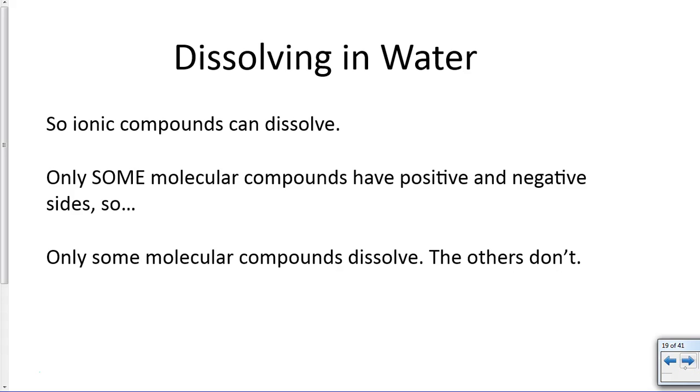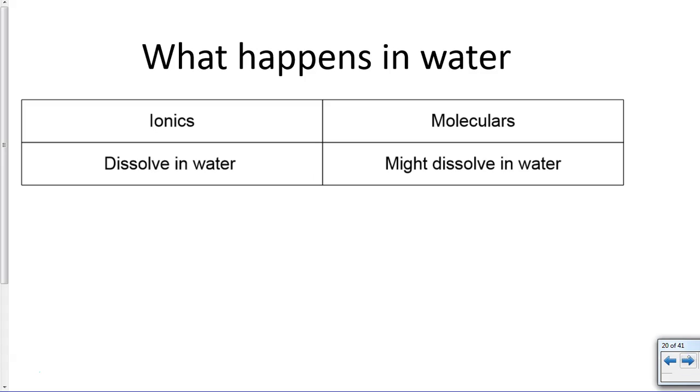Now, ionic compounds can dissolve. Molecular compounds aren't quite the same because they don't go positive negative. Some of them can be polar. Some will have a positive and a negative side. Others do not. So, if you put a compound into water and it's molecular, it might dissolve, it might not. This becomes a little bit of trouble as we start to look at logic. Ionics are able to dissolve in water. All of them. Some better than others, but they can all do it. Molecular compounds, some will, some won't.